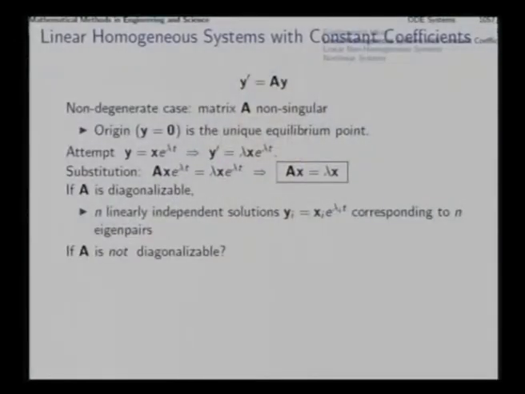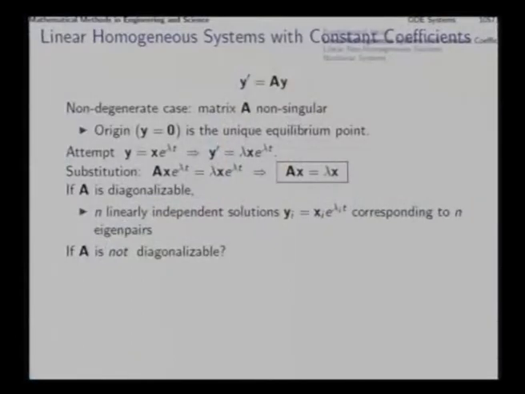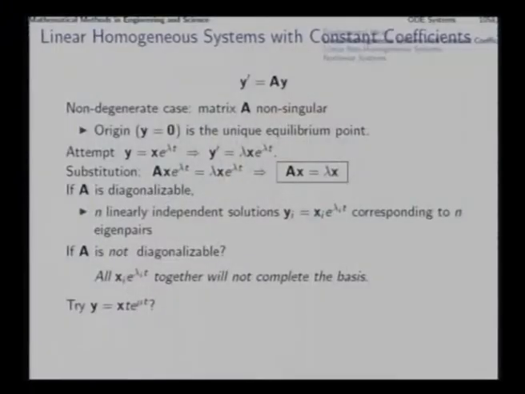However, if A is not diagonalizable, then we will find some lambdas repeated, and correspondingly we will not find the correct number of x's, the correct number of eigenvectors, and that poses a problem. Now, in the case of scalar differential equations, in the previous lectures, in such a situation, when we found that e to the power lambda t is repeating and we needed additional linearly independent solutions, we tried t into e to the power lambda t, right. A similar attempt here will not help.